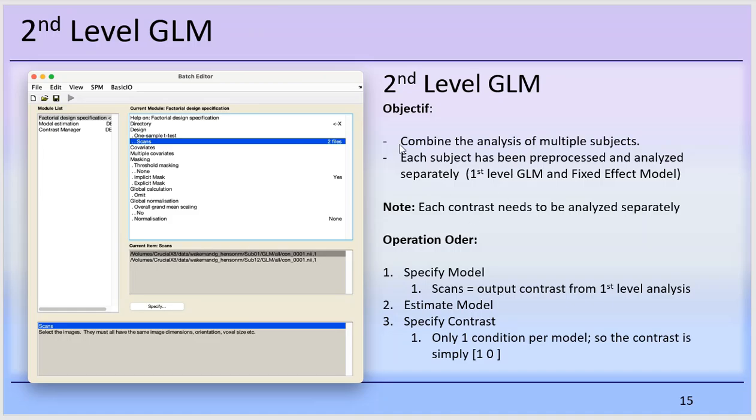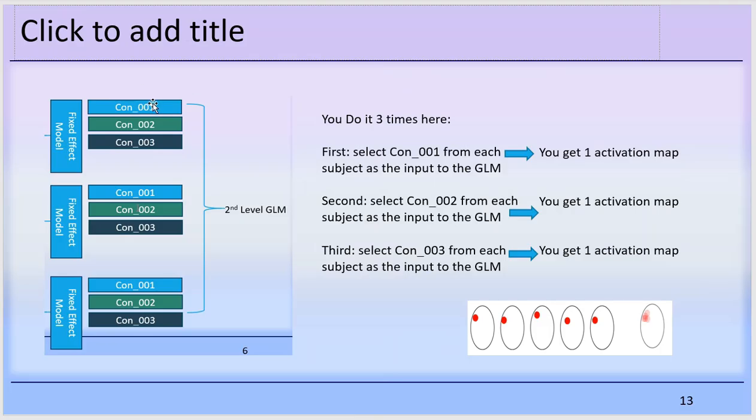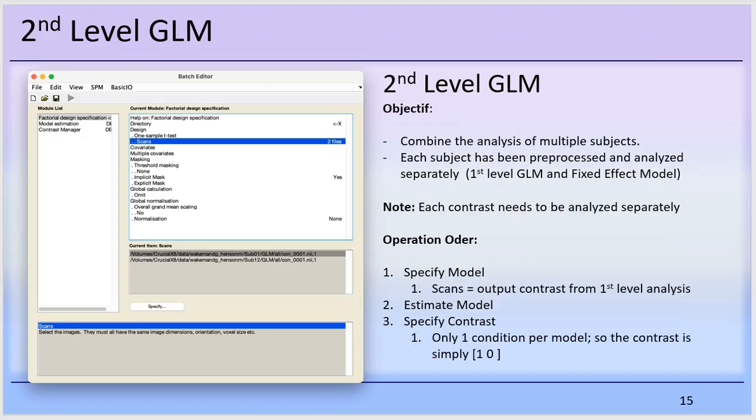And for specifying the contrast, you need to write 1, 0, because you're simply dealing with 1 condition per model. You're introducing only 1 type of activation map each time for your second level analysis. And you're done. That's it.